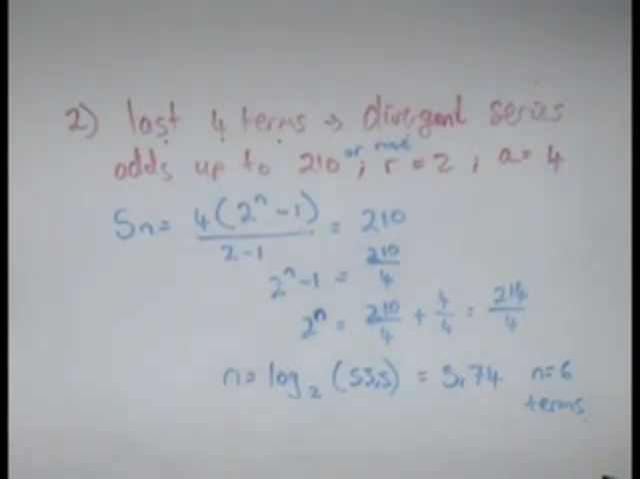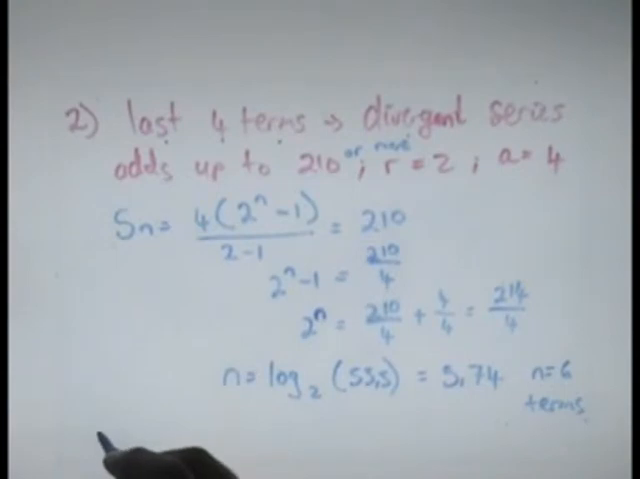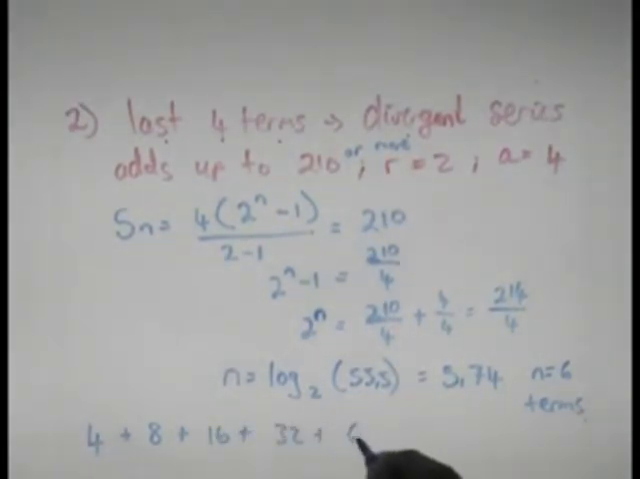When n is equal to 6 terms, what is going to be the last 4 terms? Well, let's look at it. We can do this because it's only 6 terms. We can start off by saying 4 plus 8 plus 16 plus 32 plus 64 plus 128. That means that our last 4 terms are going to be 16, 32, 64 and 128.